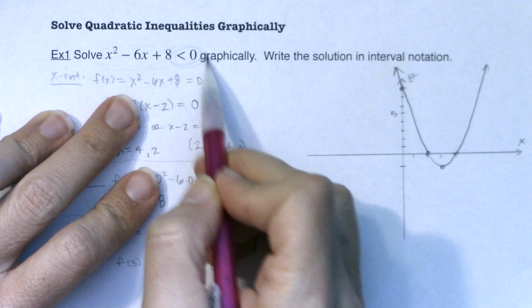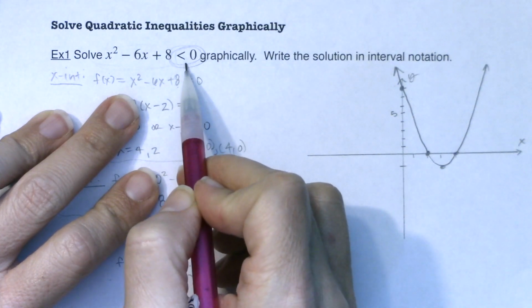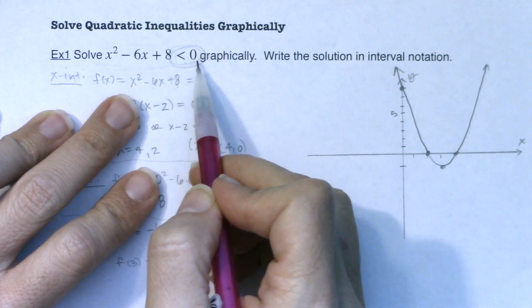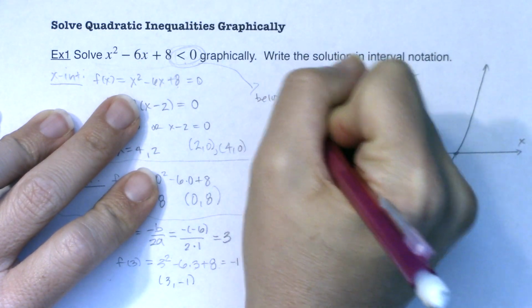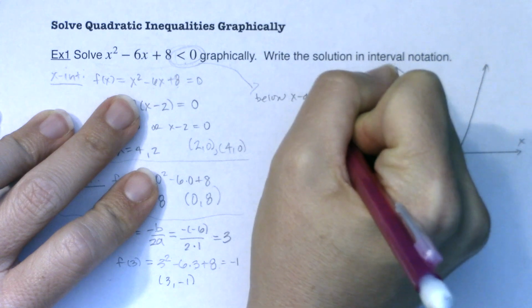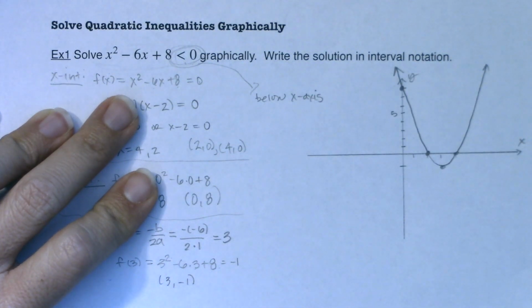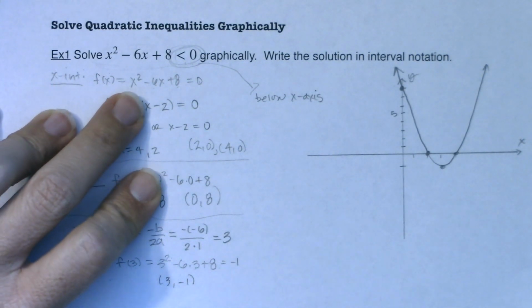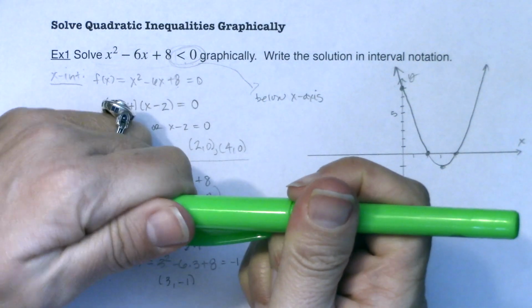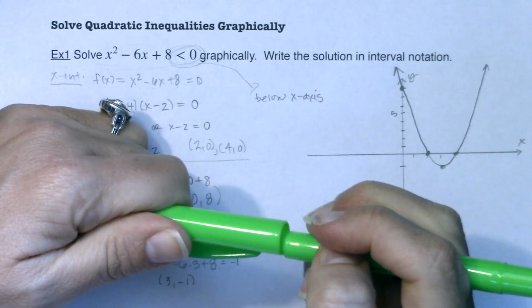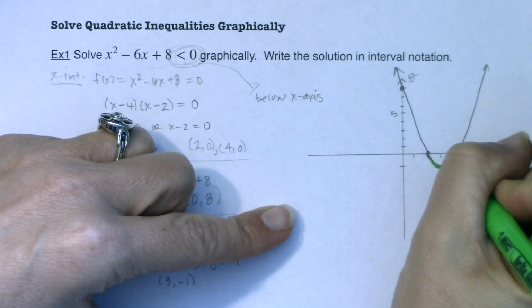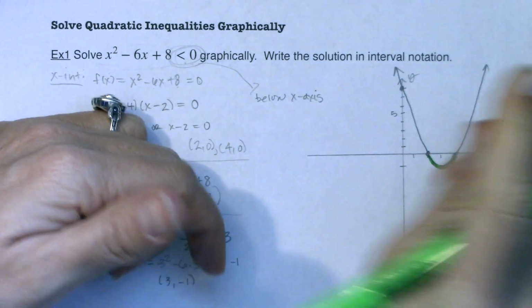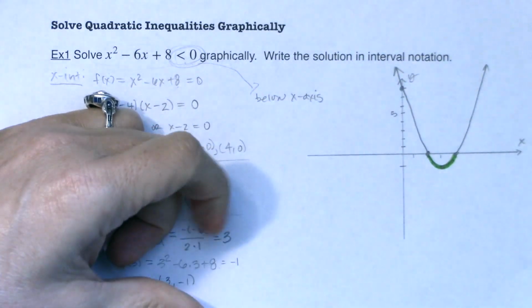And now let's look at this inequality symbol. It's saying less than 0. So graphically, I want to look at where my graph is strictly below the x-axis, right? Not on, not above, but below. I'm going to grab my highlighter, and we're going to see that my graph is below the x-axis here. That is the only time it's below.